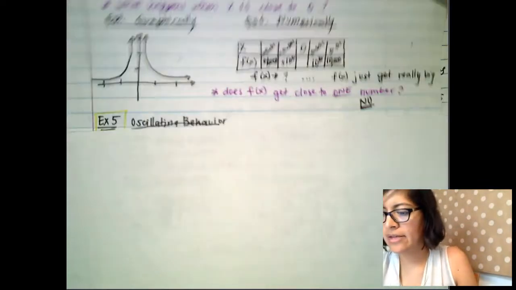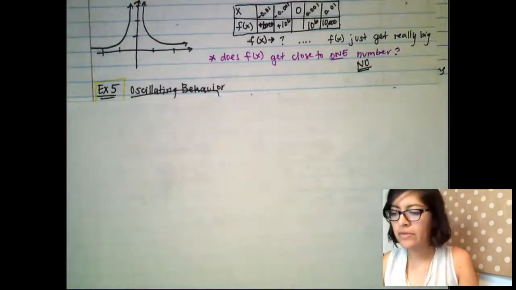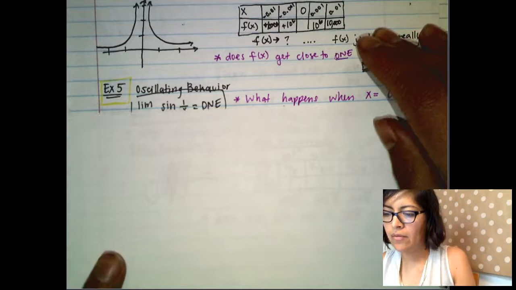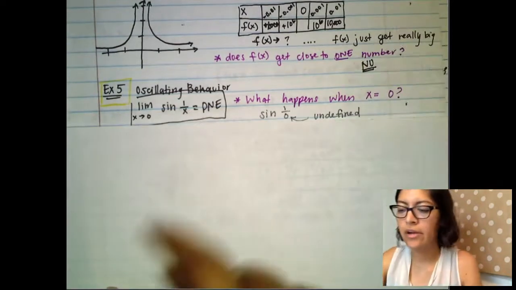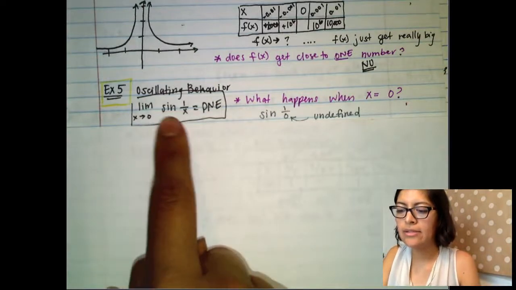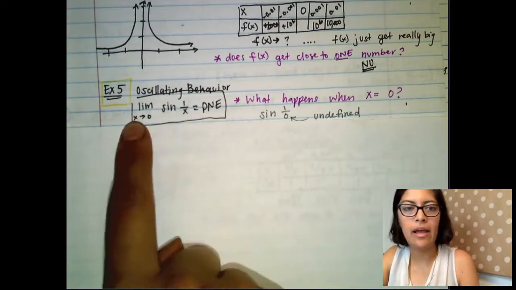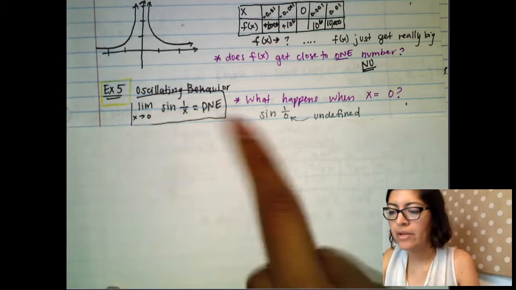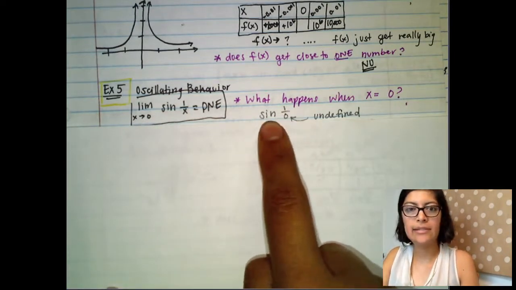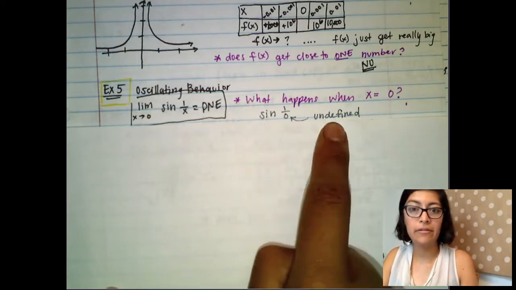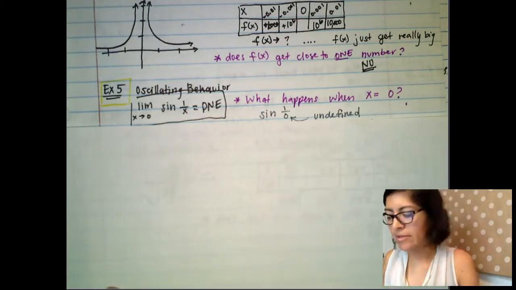Let's look at our last example, oscillating behavior. With oscillating behavior, we have this one. This again is an example that does not exist. So we're looking at sine of 1 over x, and we're looking at the limit as x approaches 0. So let's see what happens when x is equal to 0. Well, when x is equal to 0, it's sine of 1 over 0, which is undefined. It has 0 in the denominator, which makes it undefined.